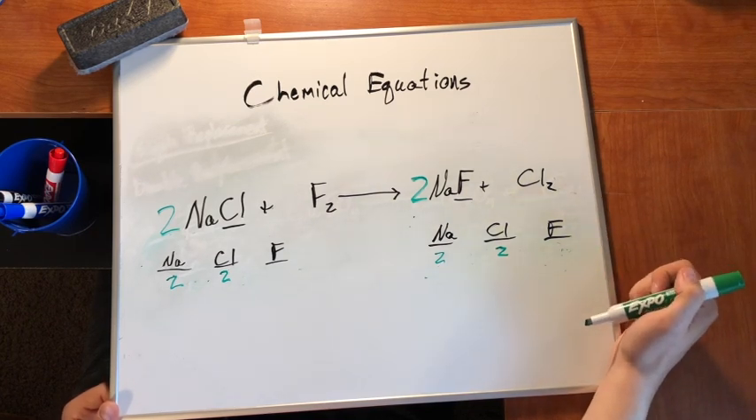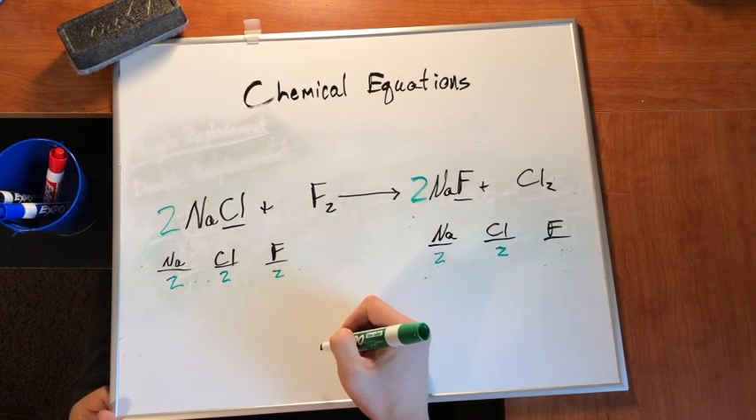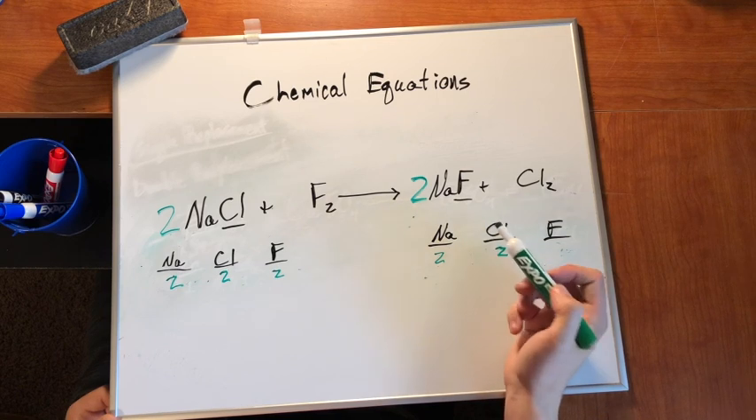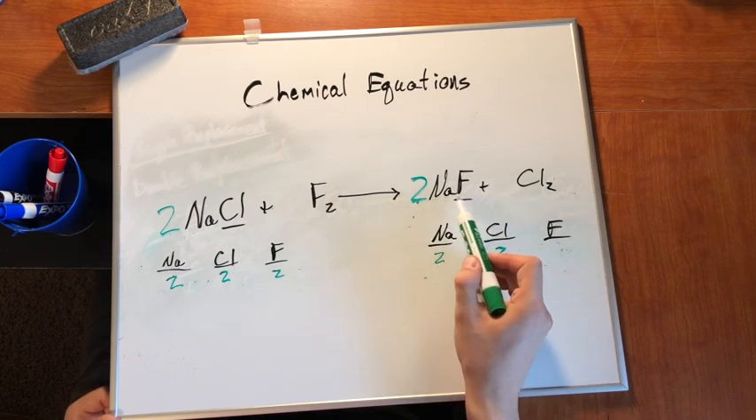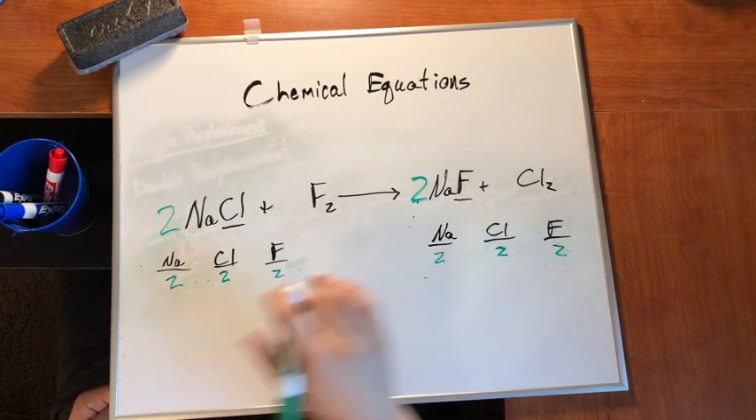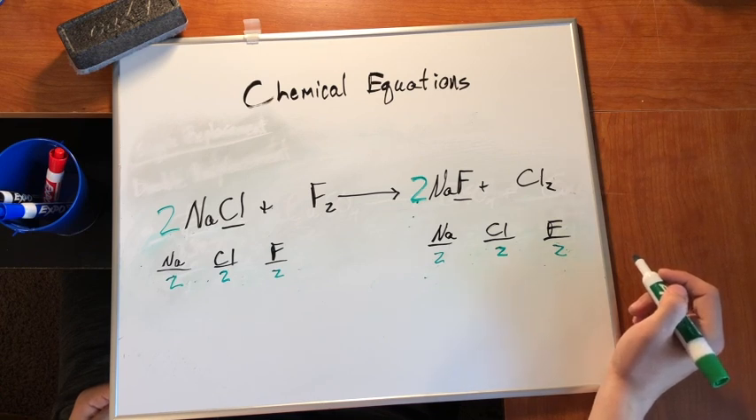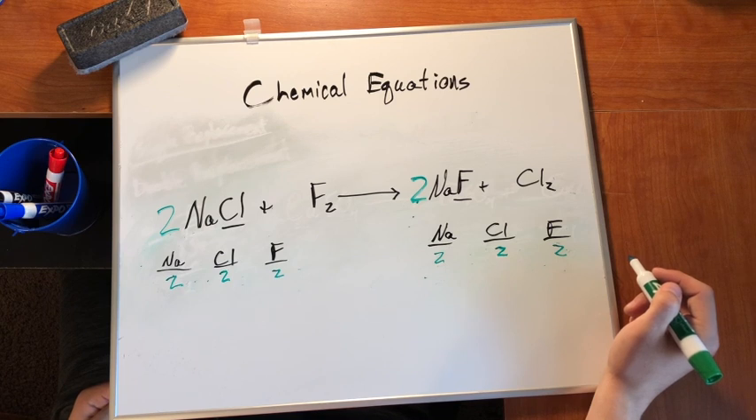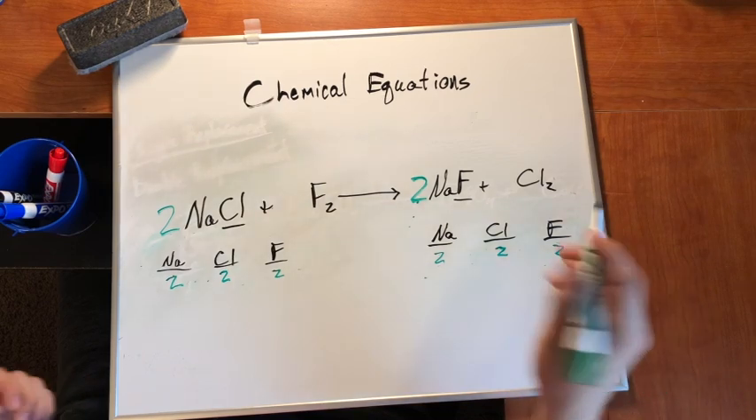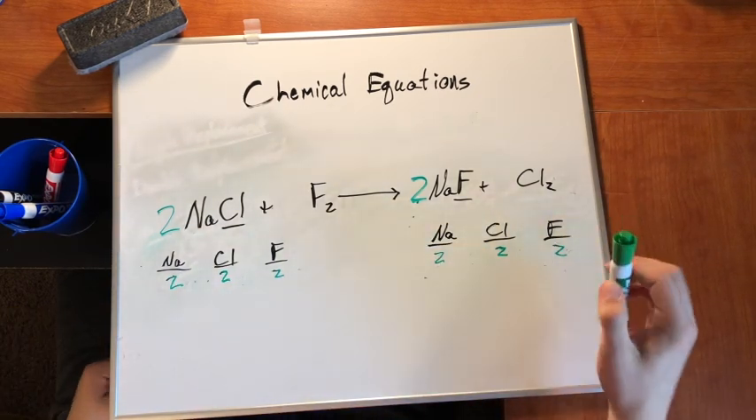Okay, so now let's take a look at fluorine. On this side I have 2, and on this side I also have 2. So that coefficient right there means I have 2 fluorines on this side. So that actually worked out. By just taking care of my sodium and chlorine, I ended up taking care of the fluorine as well. Okay, so that's an example of balancing single replacement chemical equations. These ones are typically pretty straightforward. Now let's move on to double replacement and talk about those.